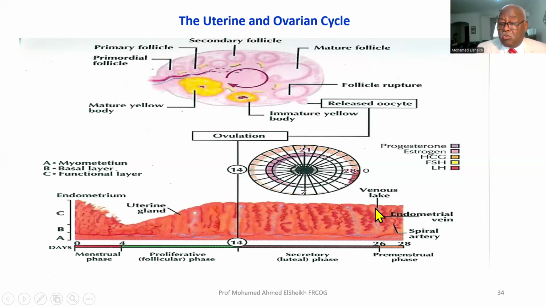Here it reaches this stage whereby there are large vessels, glands, and just 2 days before menstruation, the changes occur here. This is the premenstrual phase, and then menstruation occurs. So these are the changes that occur in the uterus. These are the changes in the ovary in response to the pituitary gland.